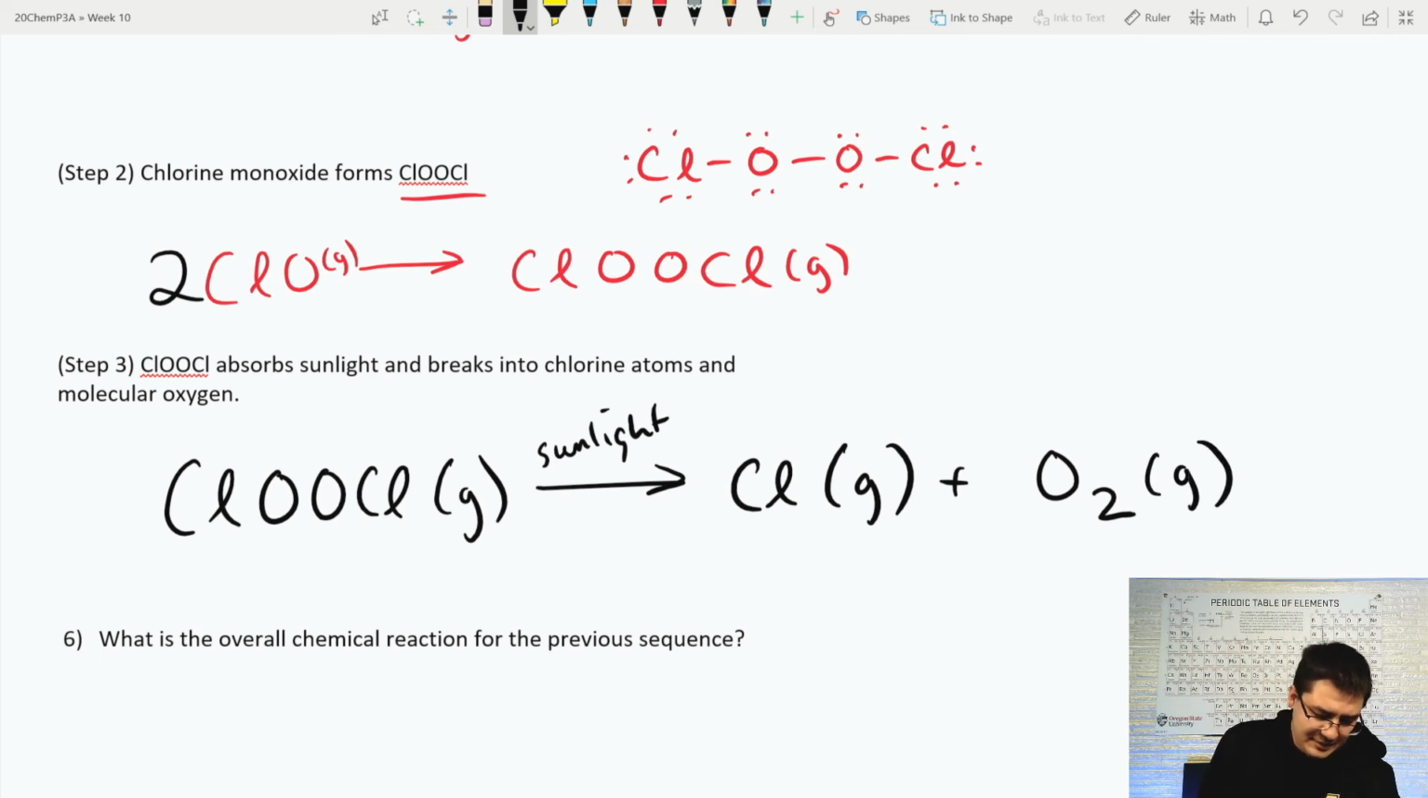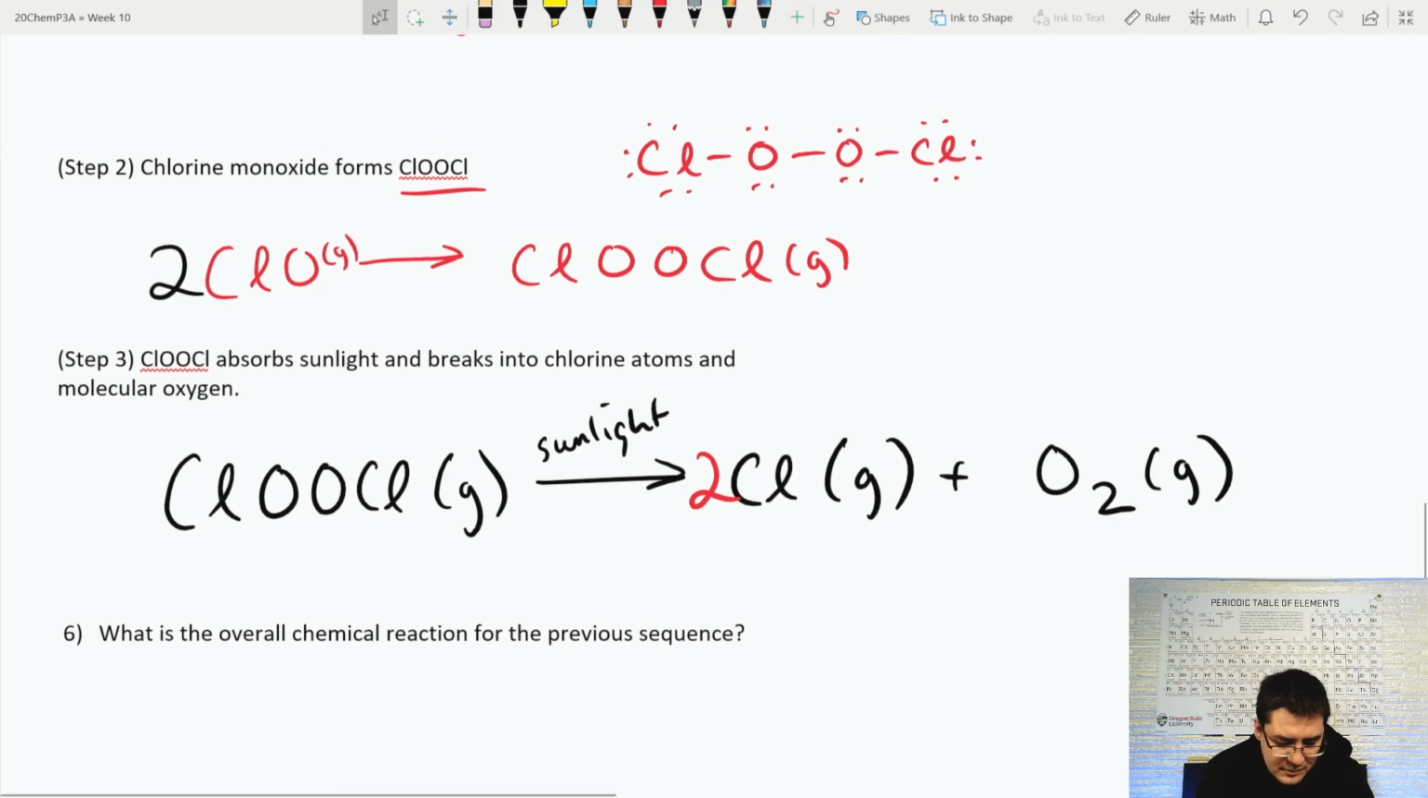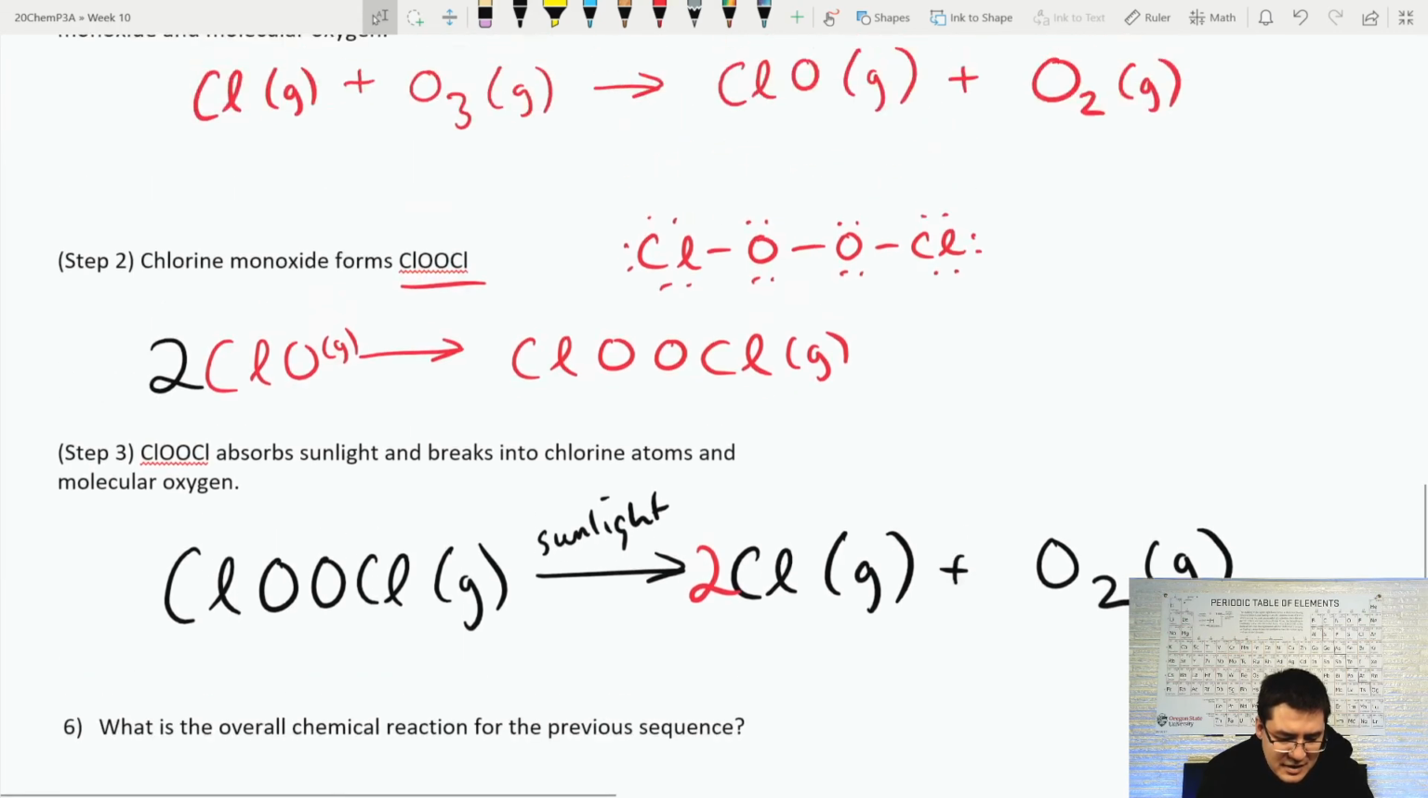This one, I think I just need to double. Let's see, I have two chlorines on the left, so I need two chlorines, and I have two oxygens on the right. So we're good there. And so these are the three reactions that are happening.